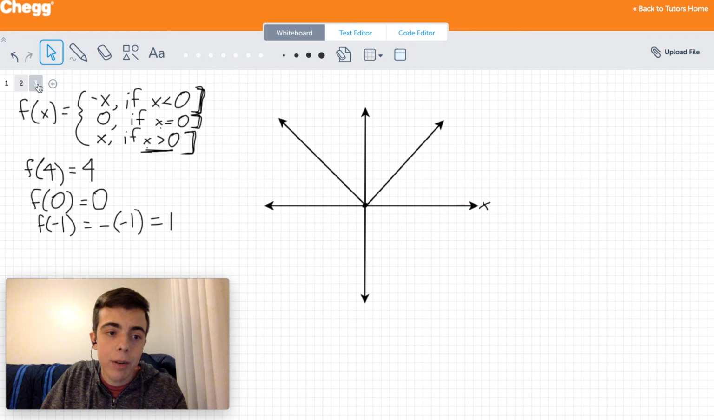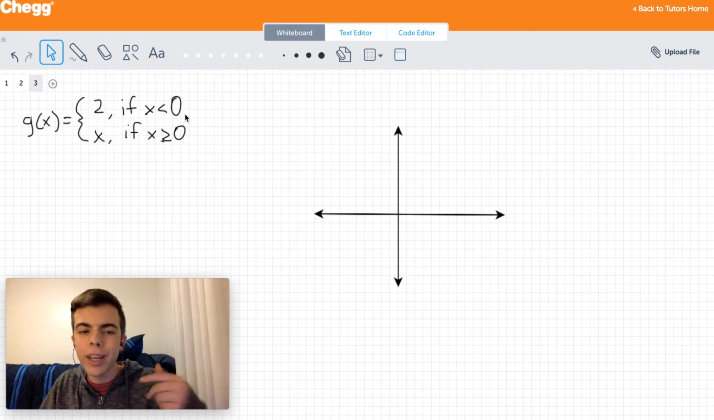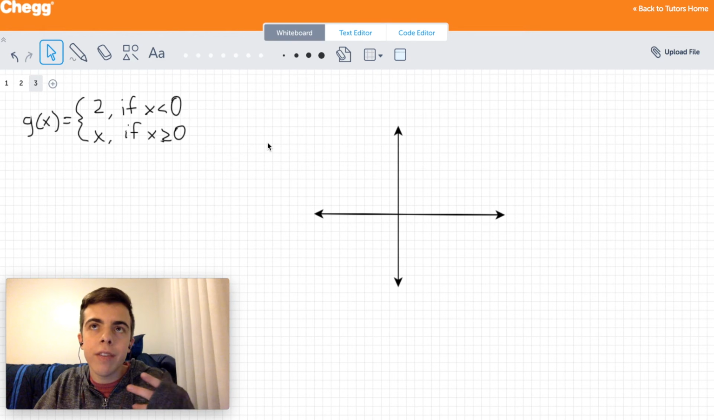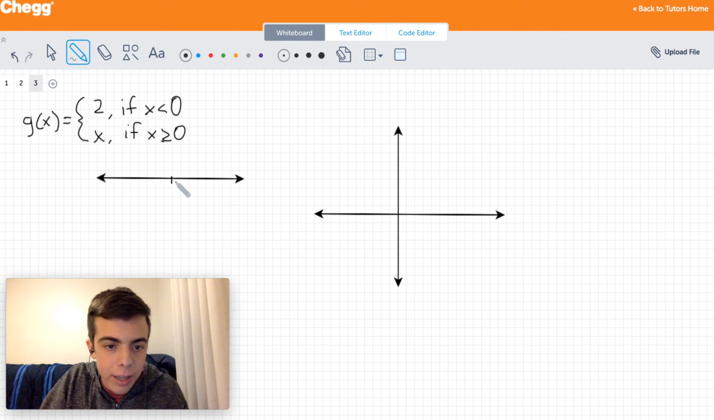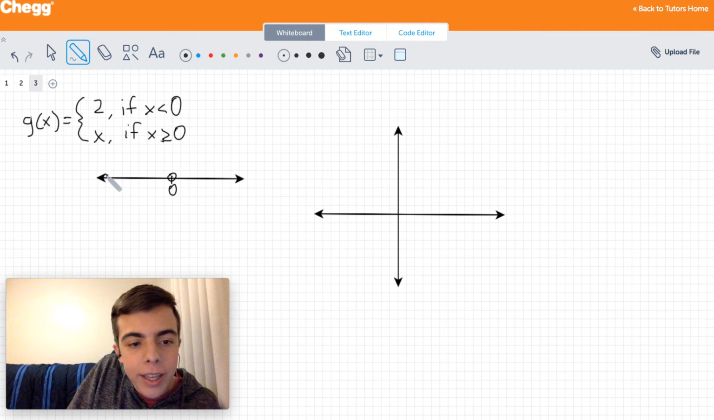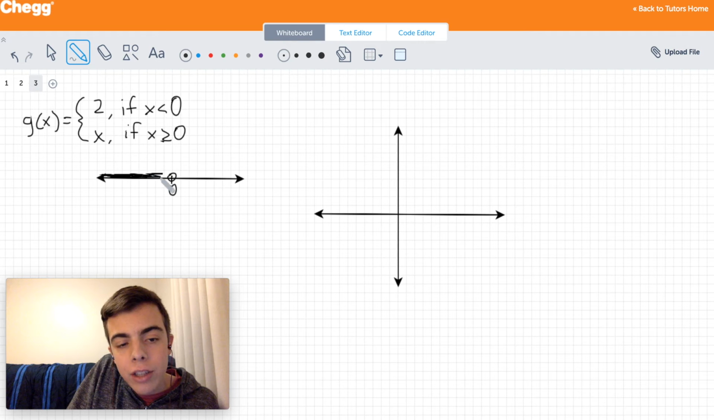Now we're going to talk about another function. We're only going to deal with graphing this one. If you remember when you learned about number lines, let's say that this is our number line, this is 0. Let's say we have something that is less than 0. If you wanted to indicate that on the number line, you would put an open circle over 0 and shade in the number line in the direction less than 0.